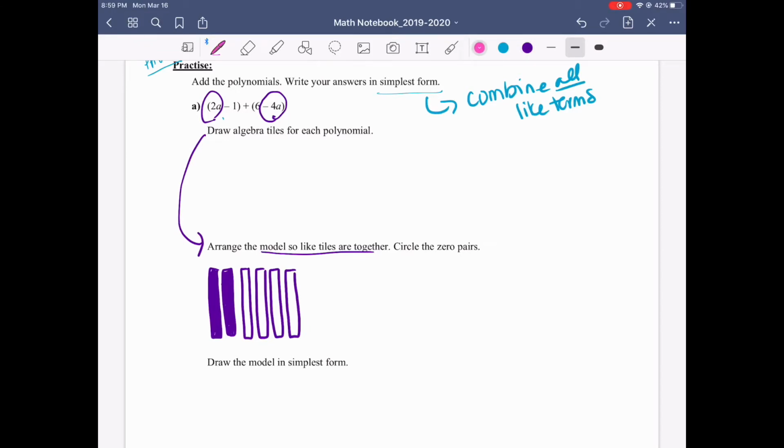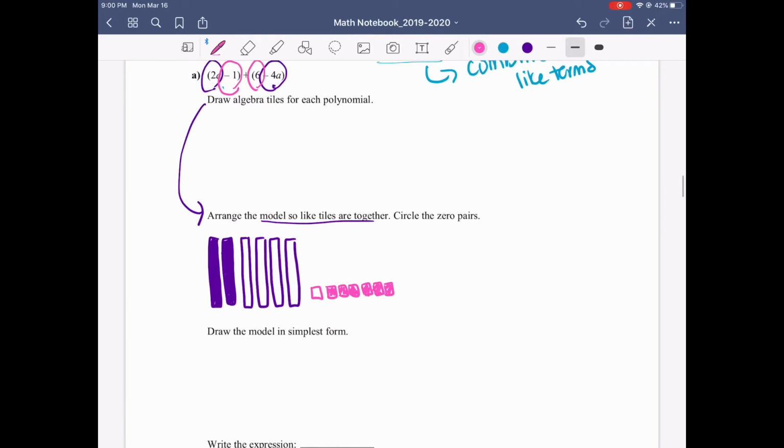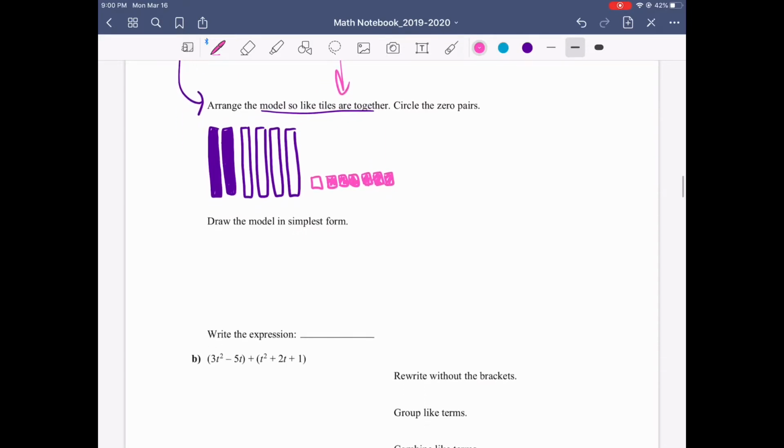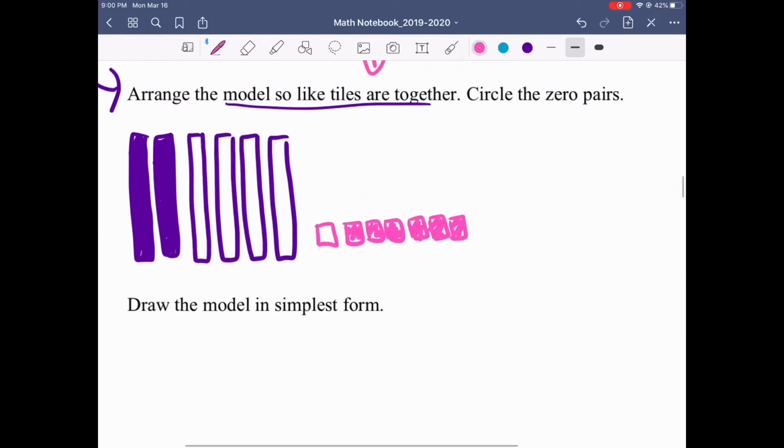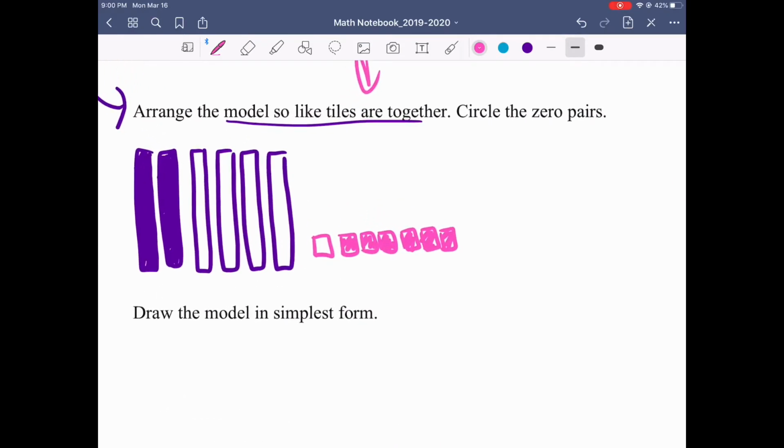And then we have 1 tiles. We have negative 1 and 6. And so 6 is positive. So negative 1 and then 1, 2, 3, 4, 5, and 6. Okay, so I kind of just combined these first two steps together. So I arranged the model so that the like tiles are together, and now I'm going to circle the 0 pairs, the step right here.